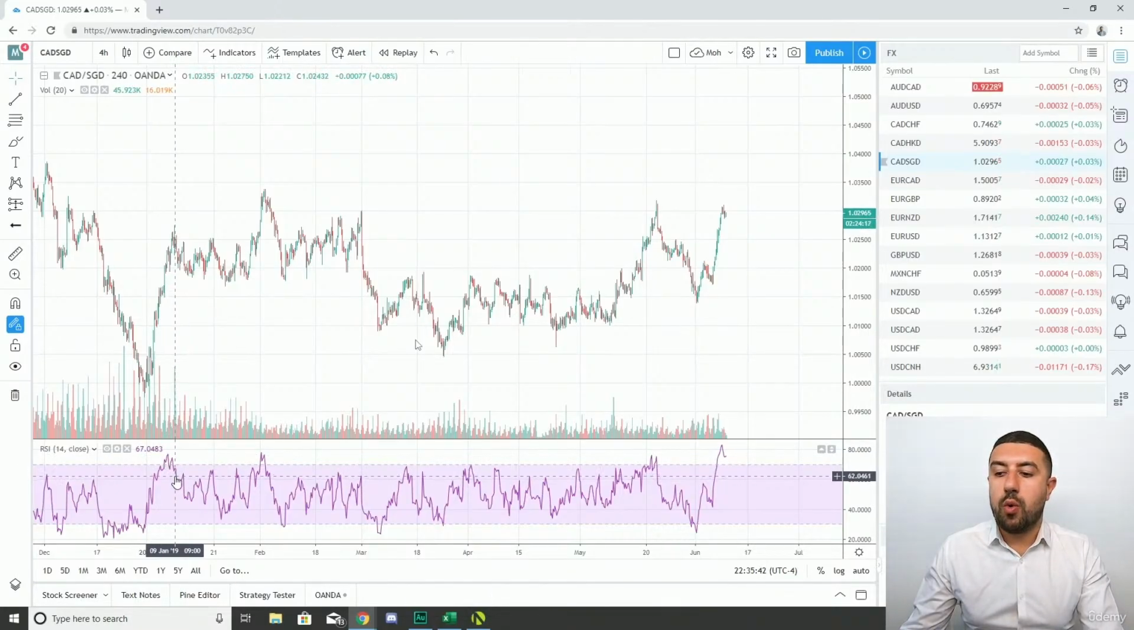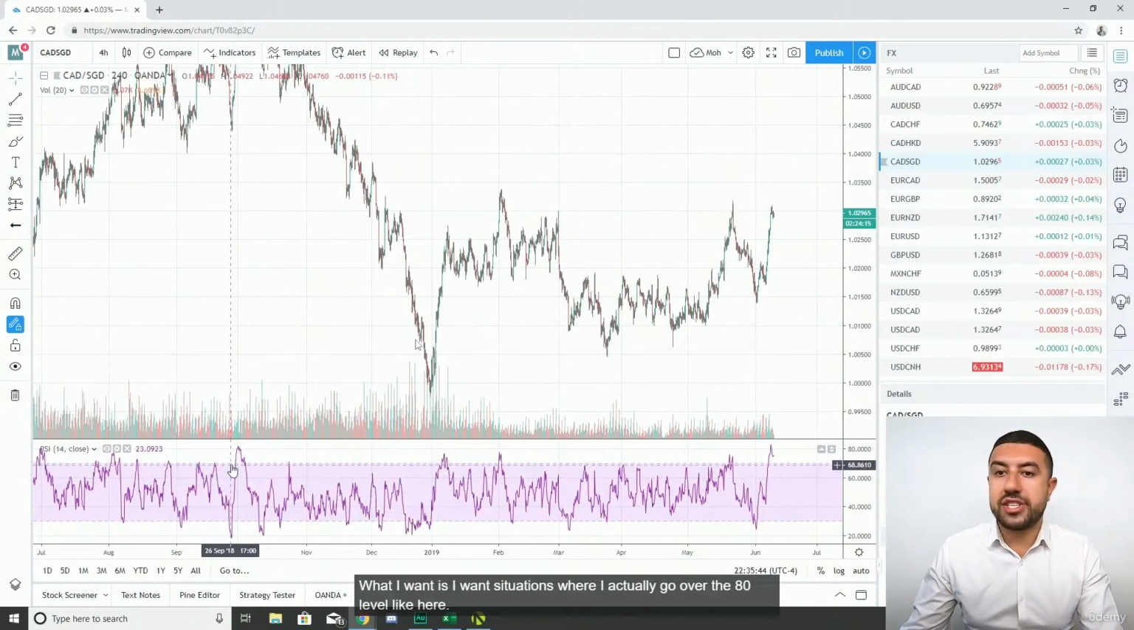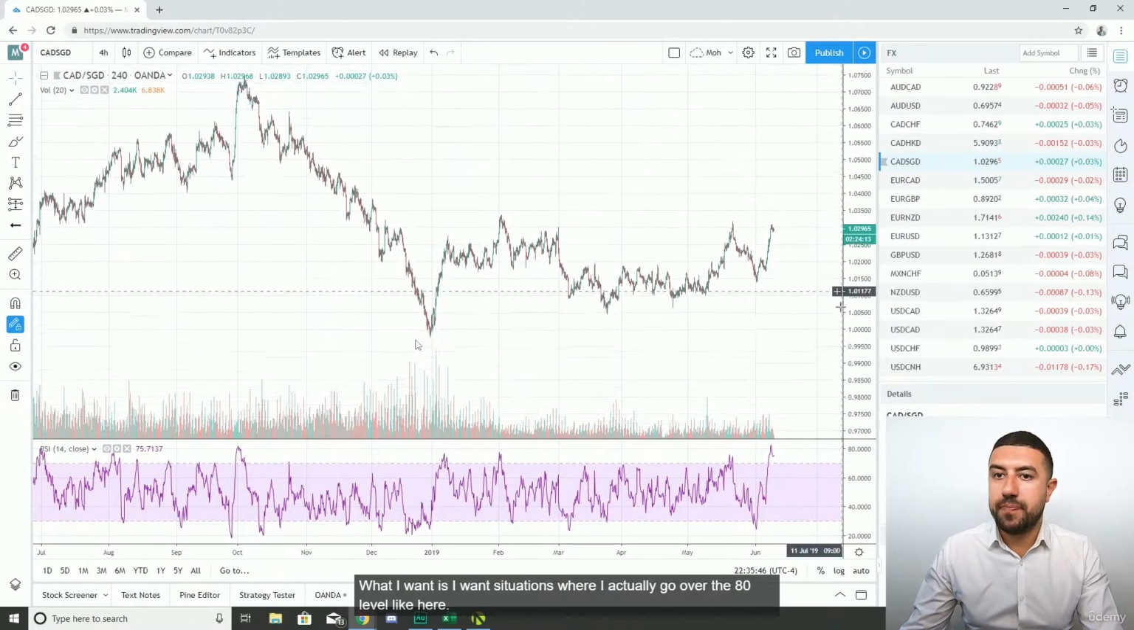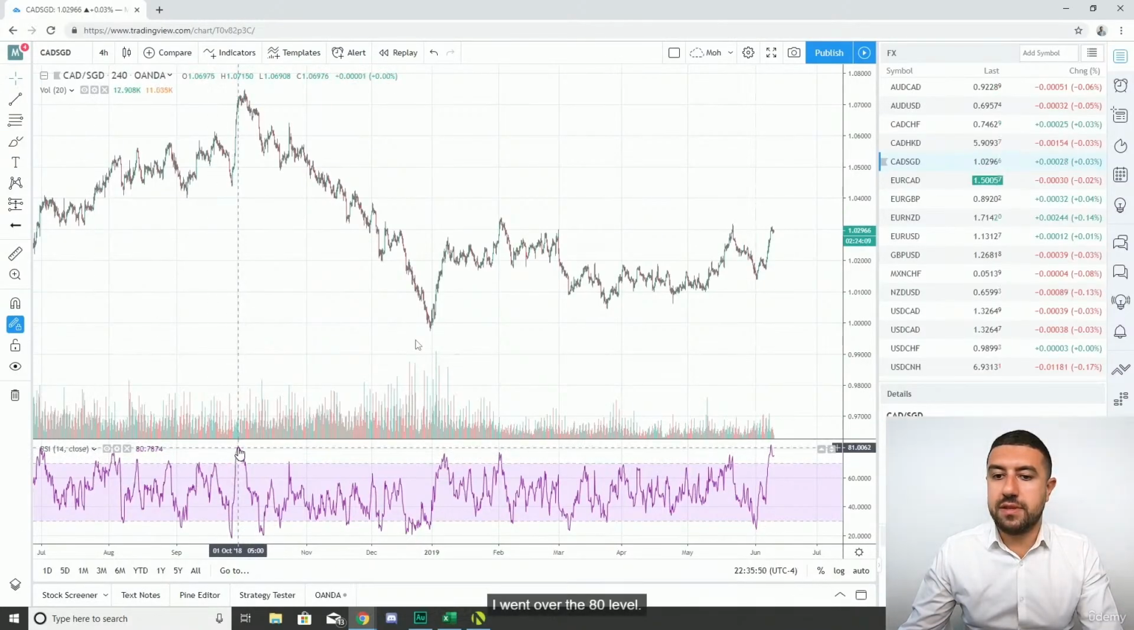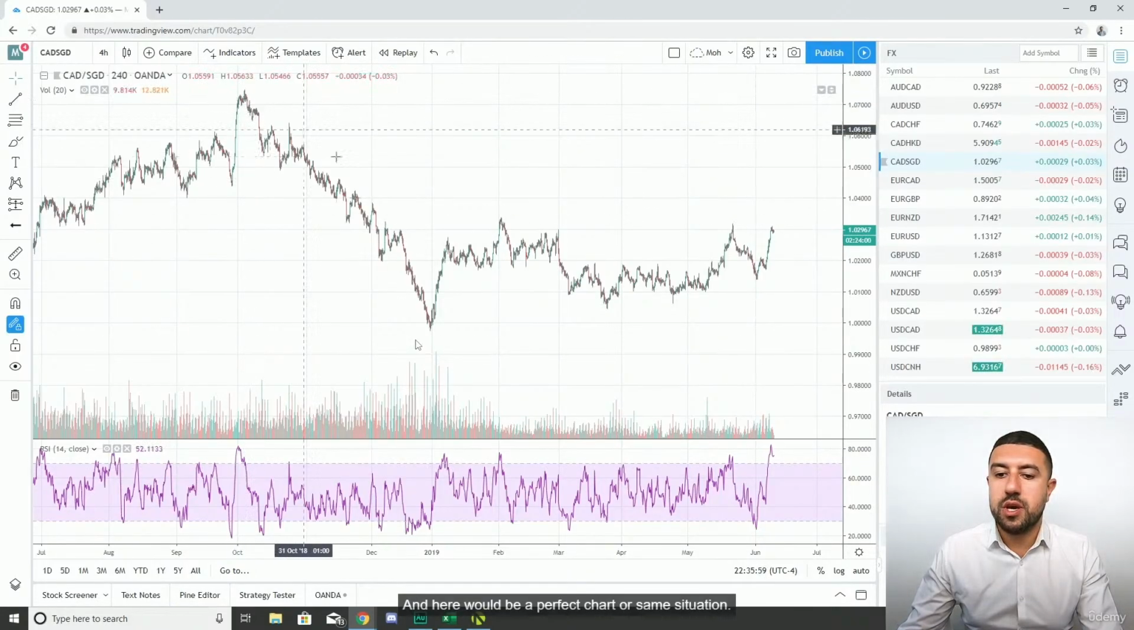No. What I want is situations where I actually go over the 80 level, like here. I went over the 80 level. Then I want to wait until it gets below the 70 level. Then I short here. And here would have been a perfect short.